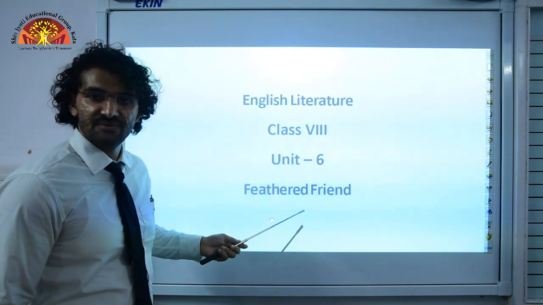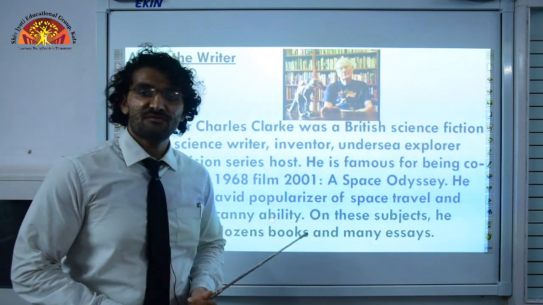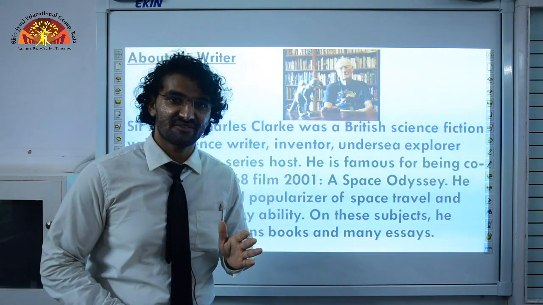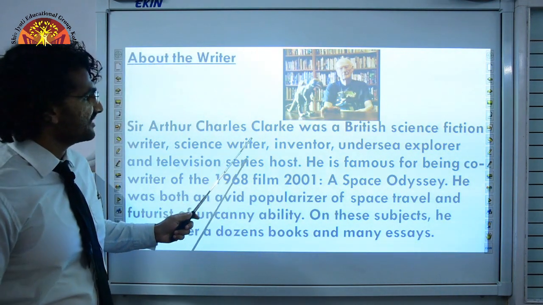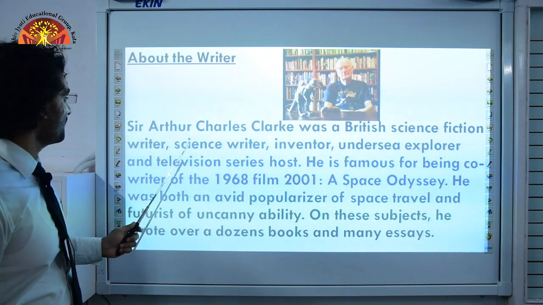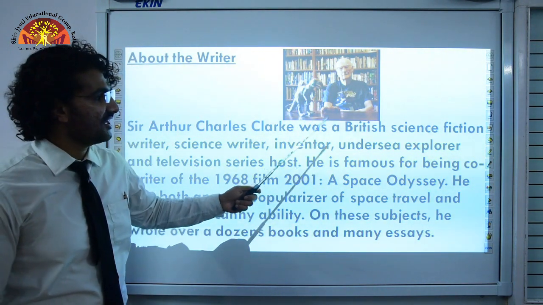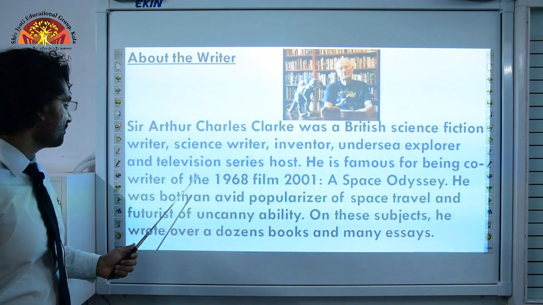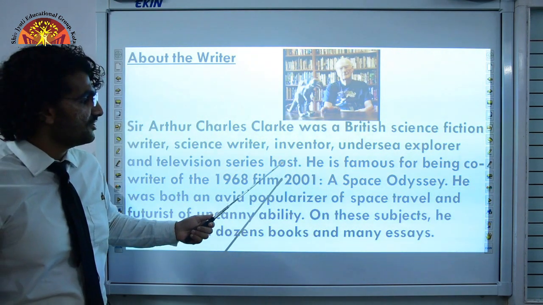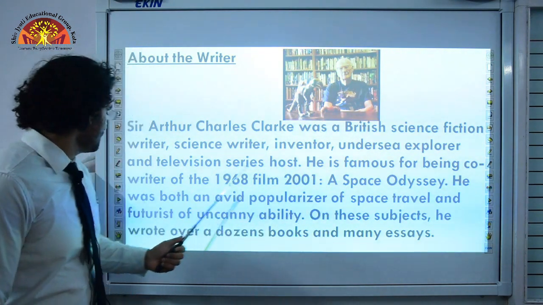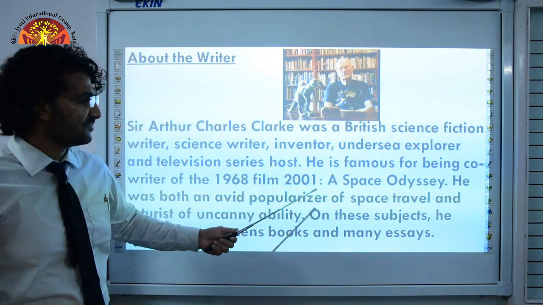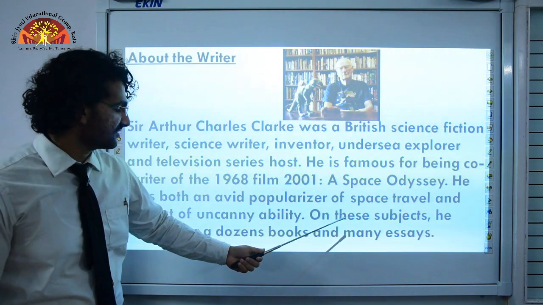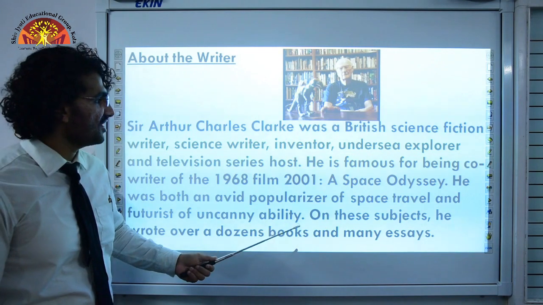Chapter 6, Feathered Friend. Before we start the chapter, we would first like to know about the writer, because that is what we always do, and that is a very important thing to do. Sir Arthur Charles Clarke was a British science fiction writer, inventor, undersea explorer, and television series host. He is famous for being co-writer of the 1968 film 2001: A Space Odyssey. He was both an avid popularizer of space travel and a futurist of uncanny ability. On these subjects, he wrote over a dozen books and many essays.